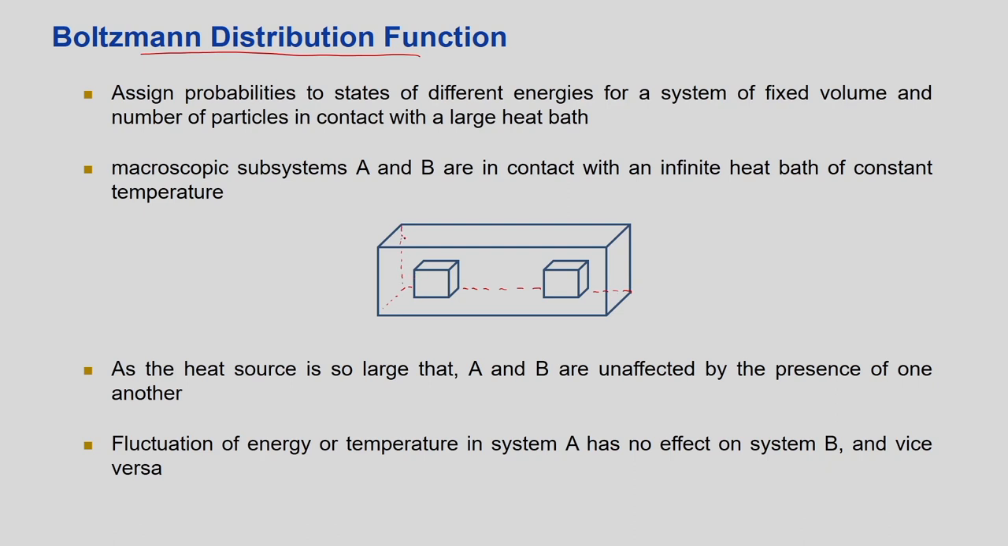In this box, there are 2 subsystems. Let us suppose this is subsystem A and this is subsystem B. I can write small sa and small sb. So, we have a big rectangular box. What I have written here is, we assign probability to states of different energies for a system of fixed volume and number of particles in contact with a large heat bath. So, this entire rectangular box is assumed to be a large heat bath.